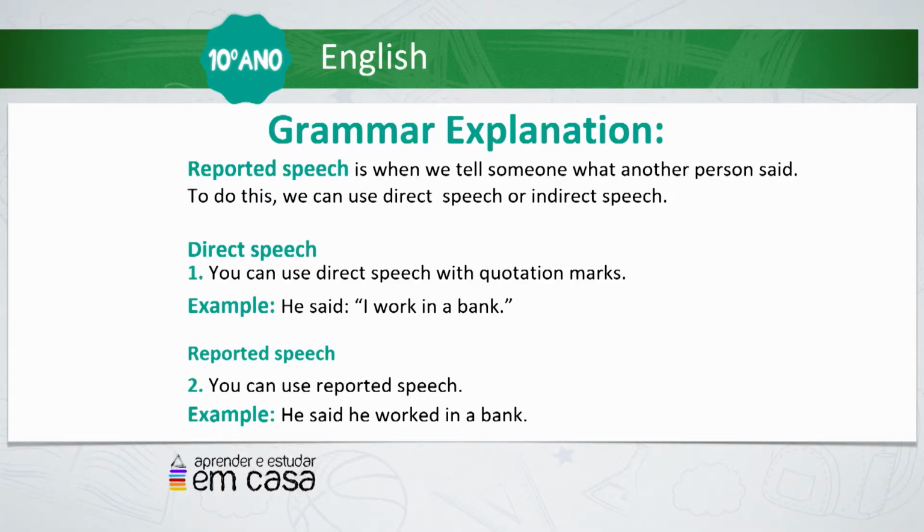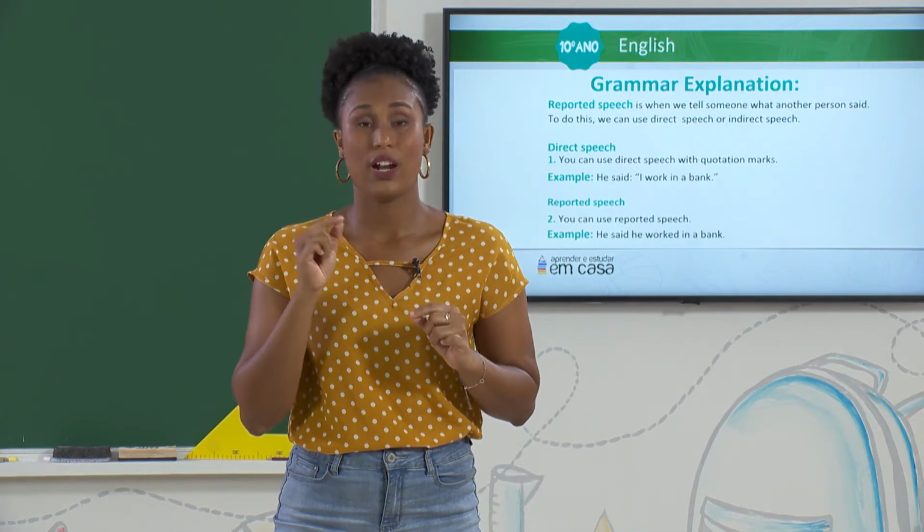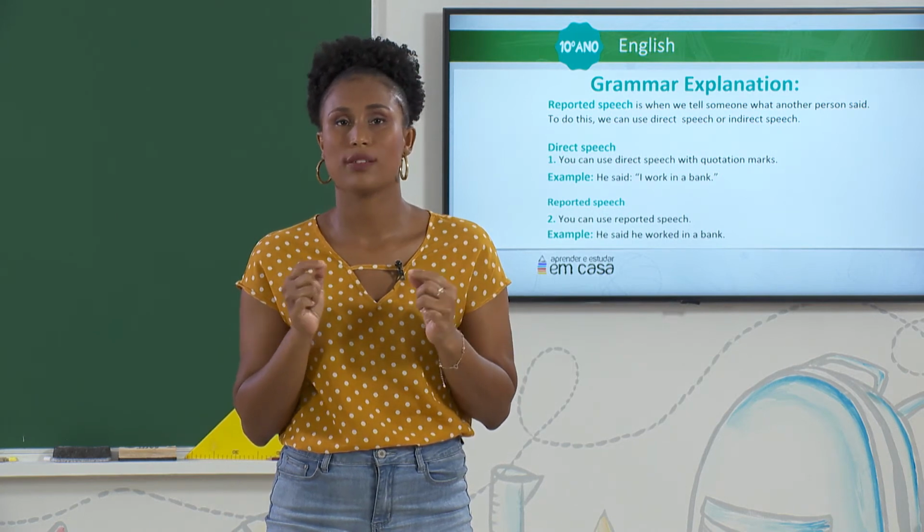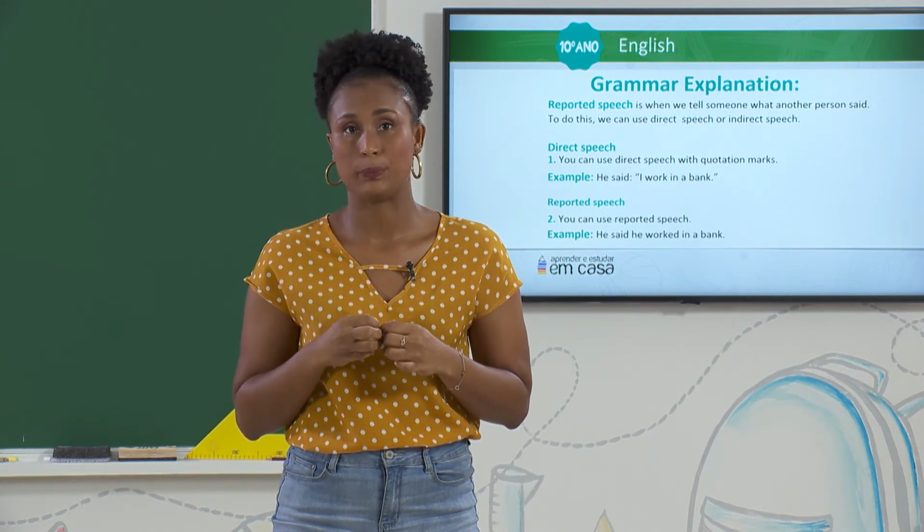Reported speech is when we tell someone what another person said. To do this, we can use direct speech or indirect speech. What is direct speech? You can use direct speech with quotation marks. For example, he said, "I work in a bank." And when we use reported speech, you can say, he said he worked in a bank. Notice the difference between direct and reported speech? Yes, in reported speech, we change the verb tense and the pronoun as well.